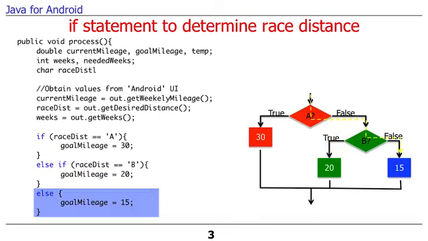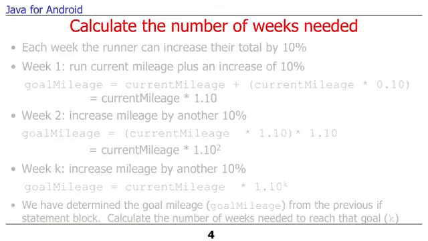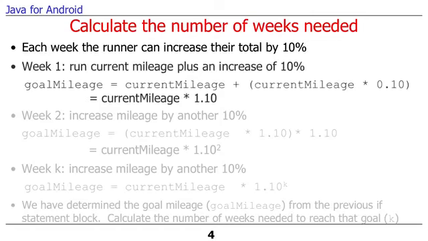To determine if the runner can achieve that goal mileage in the number of weeks they have left to train, we need to do a bit of math. If you're not interested in deconstructing this calculation right now, just skip through the next 2 slides. A good rule of thumb for runners is to increase their mileage by no more than 10% per week. In week 1, a runner can therefore log 10% more miles than they ran before they began using this app. That's the current mileage times 1.1.